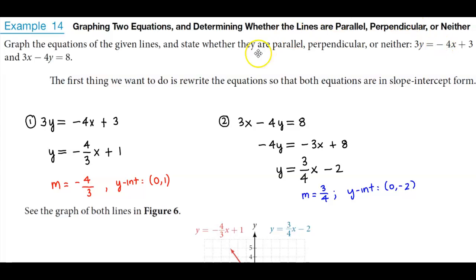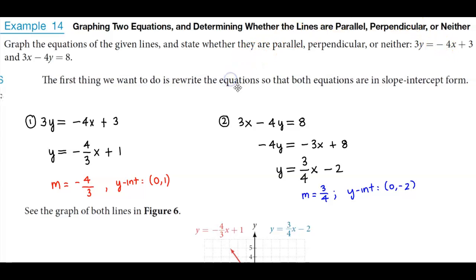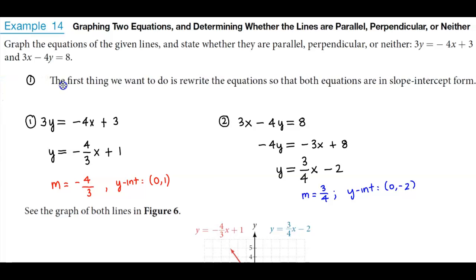So the first thing we want to do is rewrite the equation so that both equations are in slope-intercept form. And what that means is we want to solve both equations for y. So the first equation, 3y equals negative 4x plus 3. In order to get y isolated, we have to divide every term by 3.